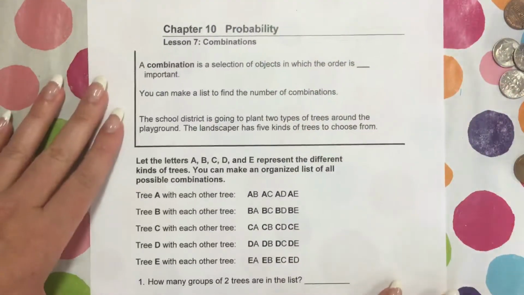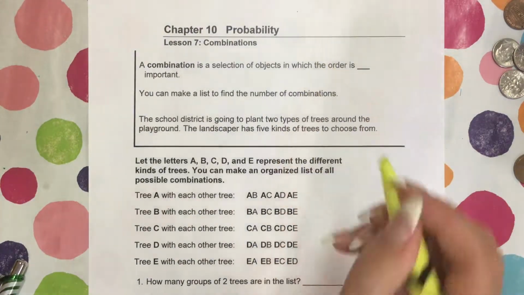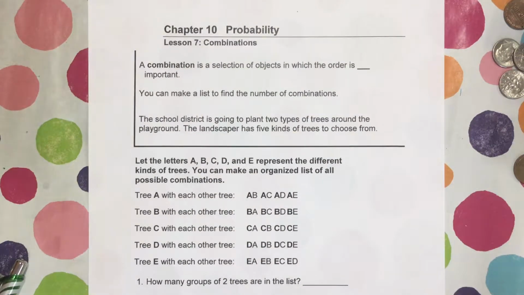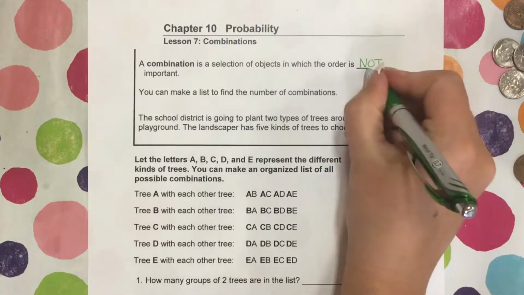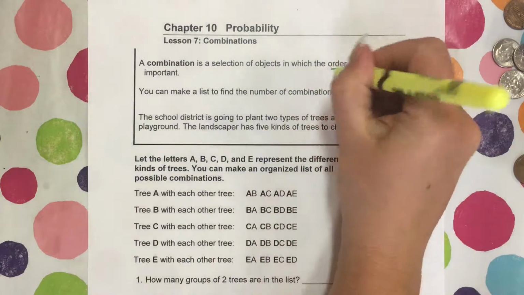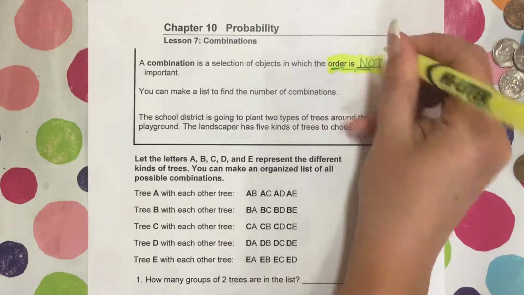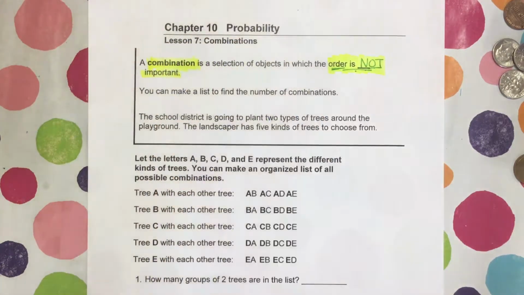Now, there's a lot of different types of diversity when we're dealing with probability, and one of those things, which is kind of like the next step further, is talking about combinations. Combinations are a selection of objects in which the order is not important, okay? The order is not important. That's really, really key. Combinations, the order is not important.